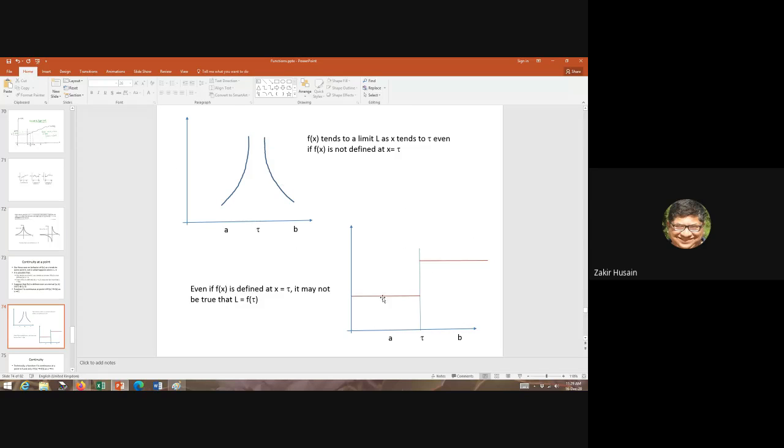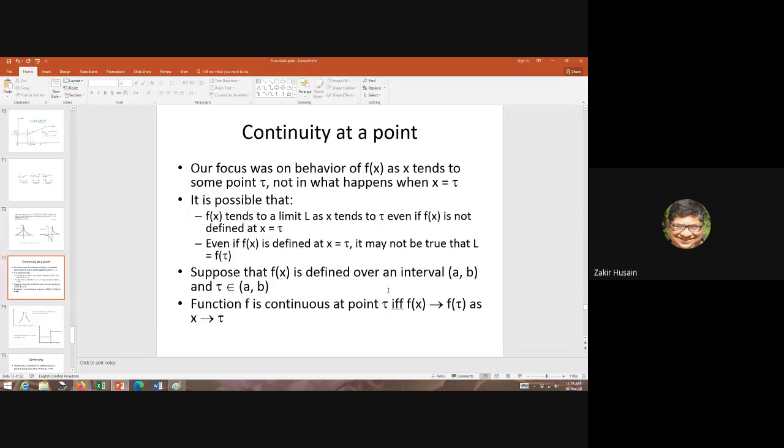The function tends to a limit at x equal to 0, even though f(x) at x equal to 0 is undefined. This case, here you can see the opposite. What happens is the function is defined at x equal to tau, but there is no limit. Okay. Now suppose that f(x) is defined over an interval (a, b) and tau lies within the interval. So we say that a function is continuous at a point tau if and only if f(x) tends to f(tau) as x tends to tau.